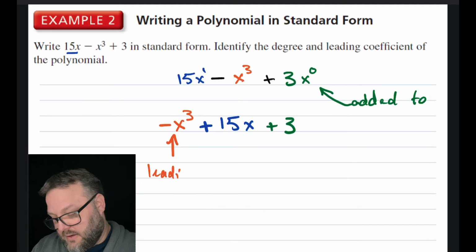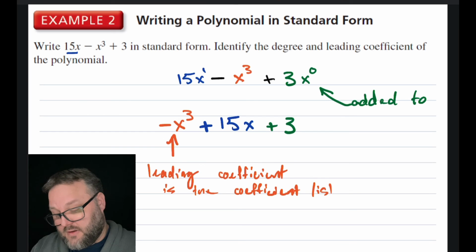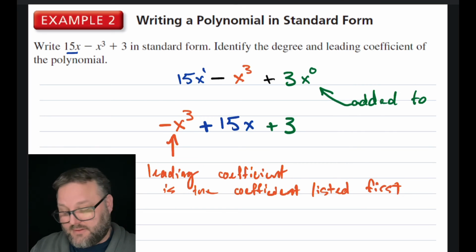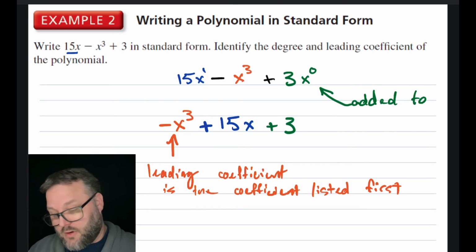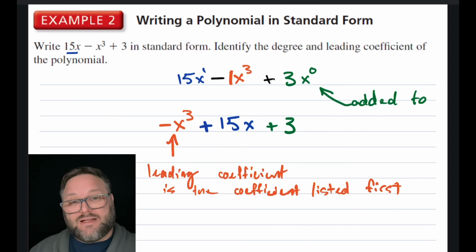Leading coefficient is the coefficient listed first. All right, now with that said, Mr. Spees, there's no number in front of that x. Well, we got to remember another rule, that anytime there's no number, it means it's actually 1.